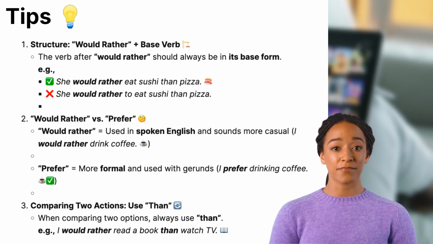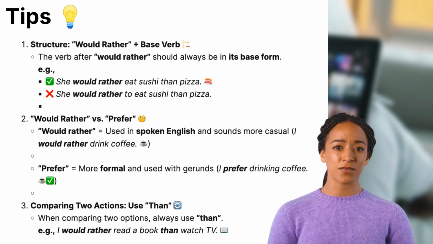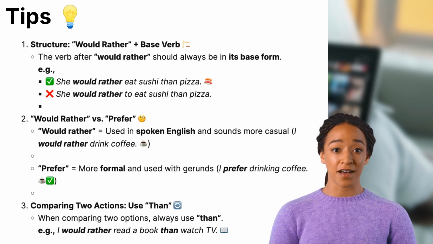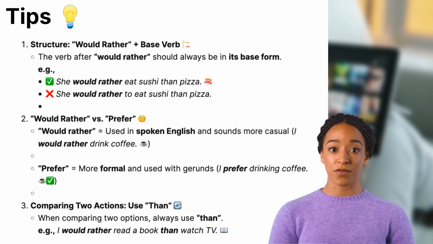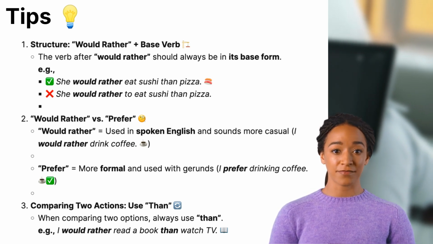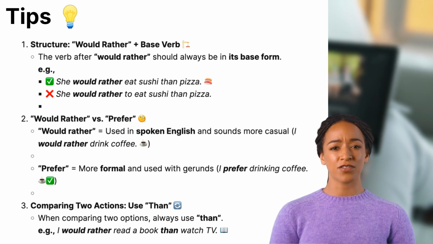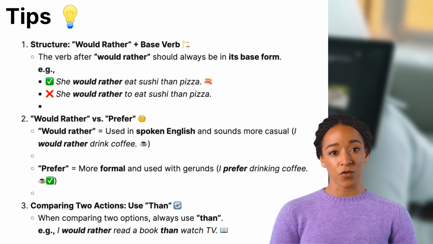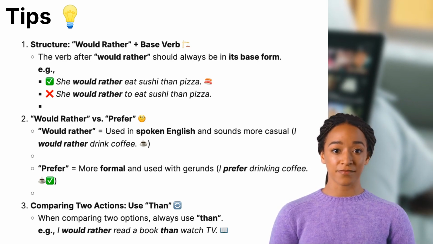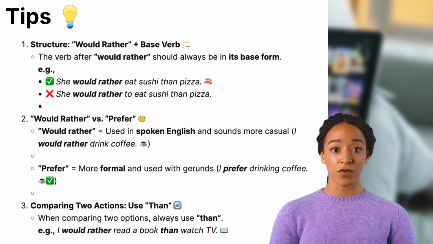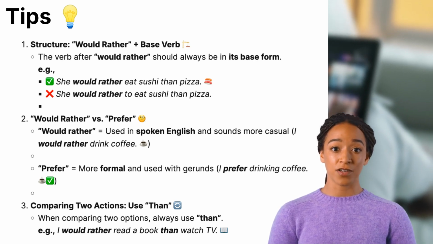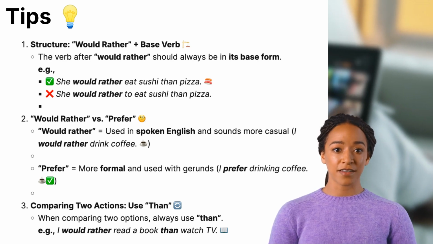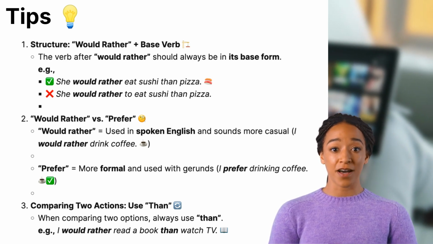2. Would rather versus prefer. Many learners wonder about the difference between would rather and prefer. Would rather is more casual and common in spoken English. Example, I would rather drink coffee. Sounds natural in conversation. Prefer is more formal and often followed by a gerund, ing. Example, I prefer drinking coffee. If you want to sound more natural in conversation, use would rather. If you're in a formal situation, you can use prefer.